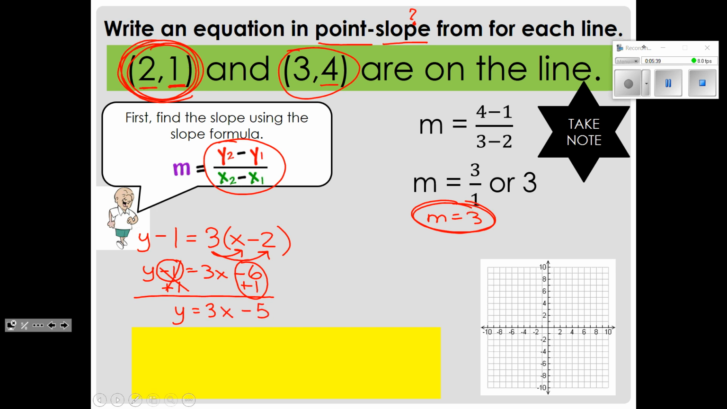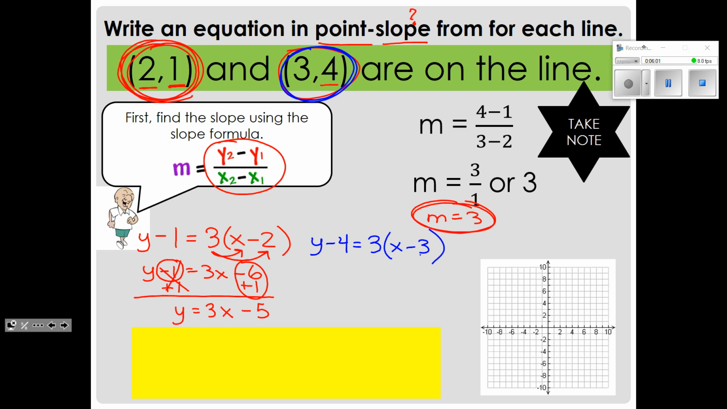Now let's see what would happen if we had chosen to use the other point, the ordered pair 3, 4, in our point slope form. That would give us y minus 4 equals, the slope is the same, but then x minus 3. So here we've used the ordered pair 3, 4 instead of 2, 1.